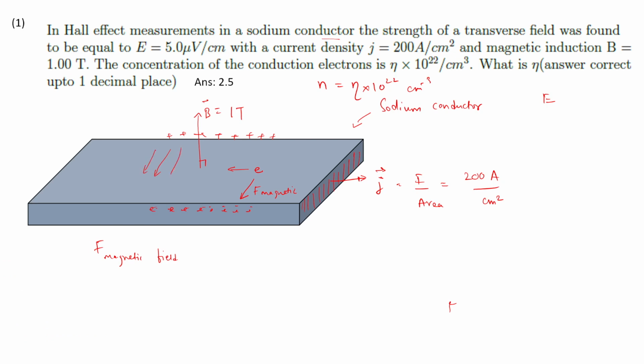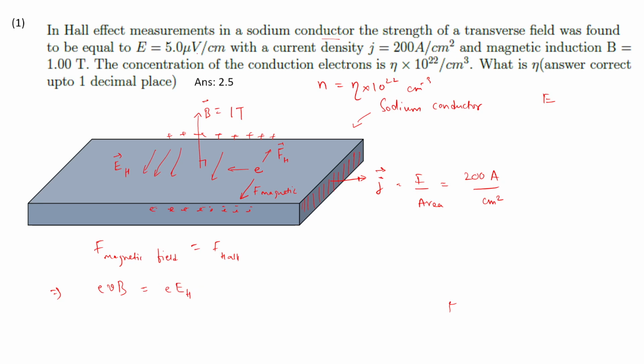The Hall field will be generated like this, and the force due to the Hall field is opposite to the direction of the field, because the electron is negatively charged. The force due to the magnetic field is e v cross B, and it is balanced by e E_H, the Hall field.